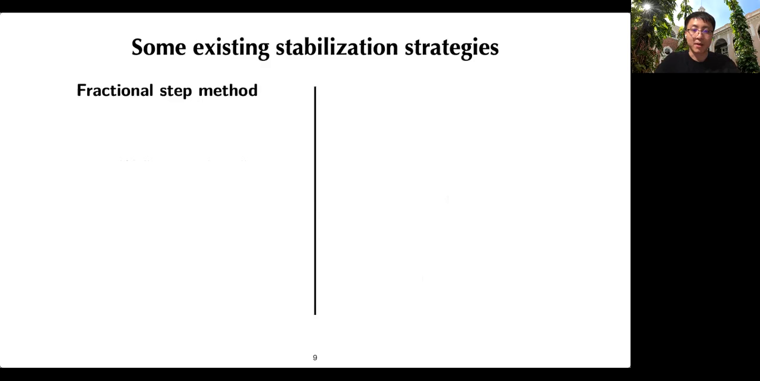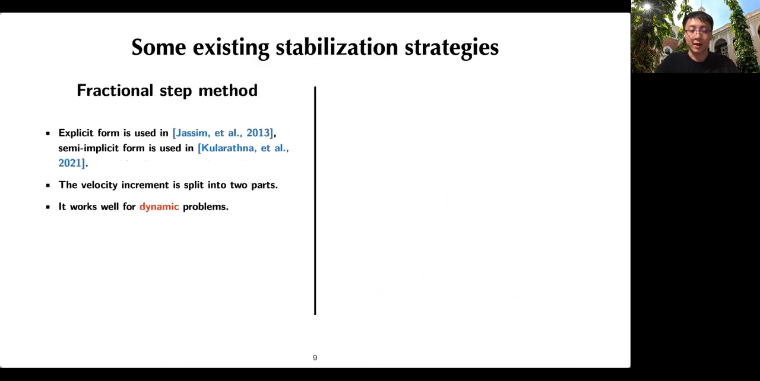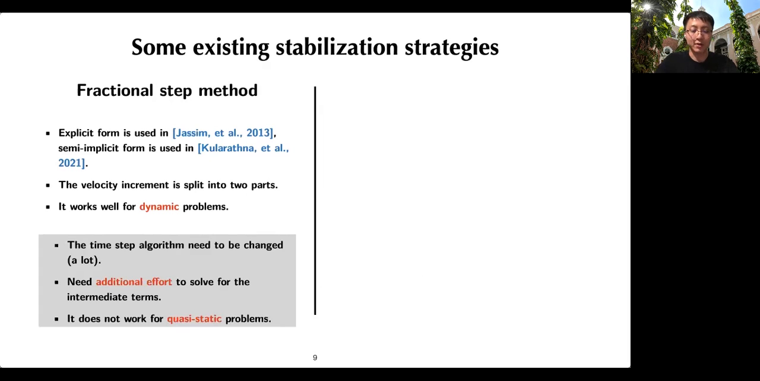There are some existing stabilization strategies for coupled MPM. One is the fractional step method. This method splits the velocity increment into two parts. Although it works well for dynamical problems, there are some limitations. The first is that the time step algorithm needs to be changed a lot. Also, some additional computational effort is needed to solve for the intermediate terms. And additionally, it does not work for quasi-static problems.